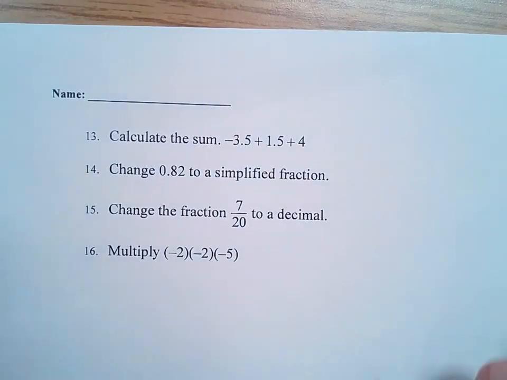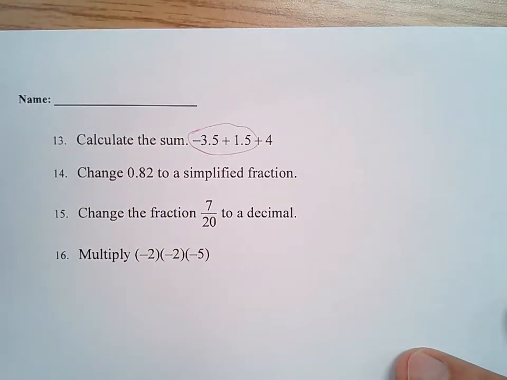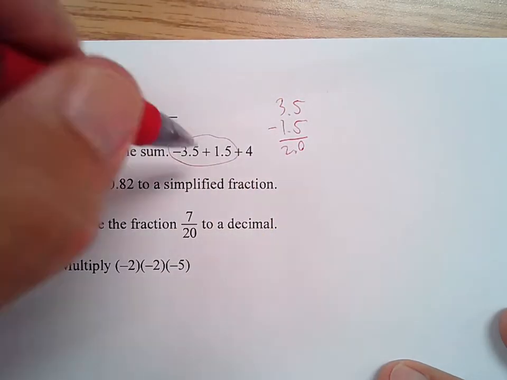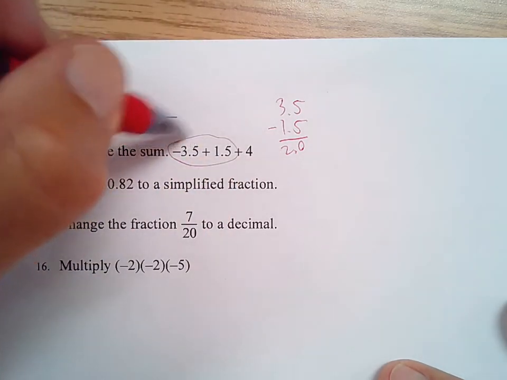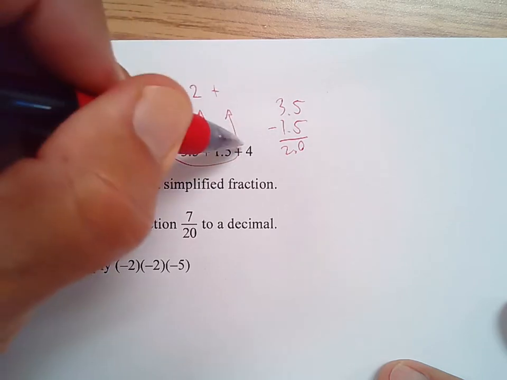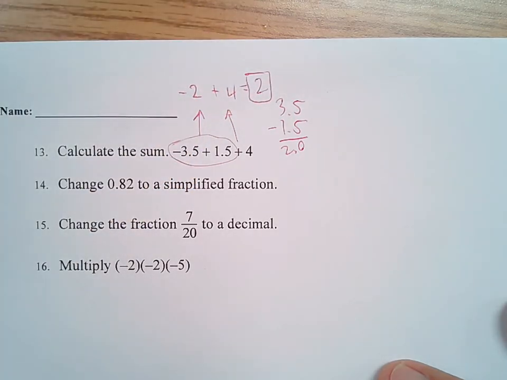Okay, number 13 coming up here. Where did my number 13 go? Oh yeah, it was on the back of it. So number 13 is this: calculate the sum. Well, these are opposite signs, so I'll just subtract them, and it's going to be negative. So it's going to be 3.5 minus 1.5. That's 2.0. But it's going to be negative 2.0. So if I rewrite this part, this is negative 2, and then I have the plus and the 4. Negative 2 plus 4 is 2. That is your answer for number 13.